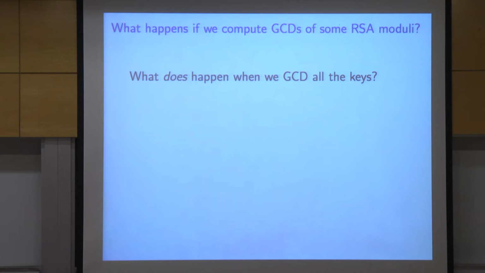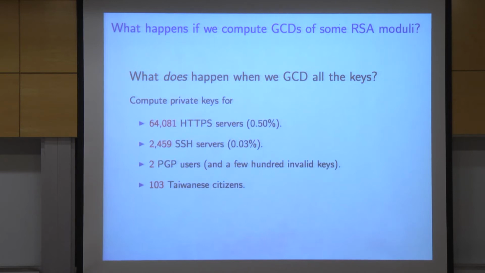So with all of that introduction done, what actually does happen when we GCD all of the keys? After doing this calculation for some of the data sets that I mentioned, you find the private keys for 64,000 HTTPS servers, which is about 0.5% of all of the HTTPS servers out there. About 2,500 SSH servers, which is about 0.03% of all of the SSH servers out there. 2 PGP users, and you actually find a few hundred invalid keys due to what looks like some bug, and 103 poor Taiwanese citizens.